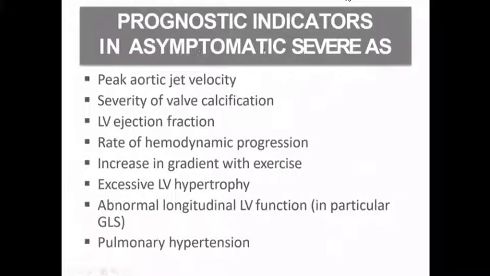Next, the prognostic indicators for asymptomatic severe AS. The higher the peak velocity, the more severe; these patients have the risk of sudden death, heart failure, and syncope. Then the severity of valve calcification, as a heavily calcified valve has a poor prognosis, ejection fraction, hemodynamic progression, increased gradient with exercise, excessive LVH, abnormal strain if you're doing strain imaging, abnormal longitudinal LV function, and pulmonary hypertension. This is also often neglected, because once pulmonary hypertension develops with AS, the prognosis will be poorer than in a patient without pulmonary hypertension.